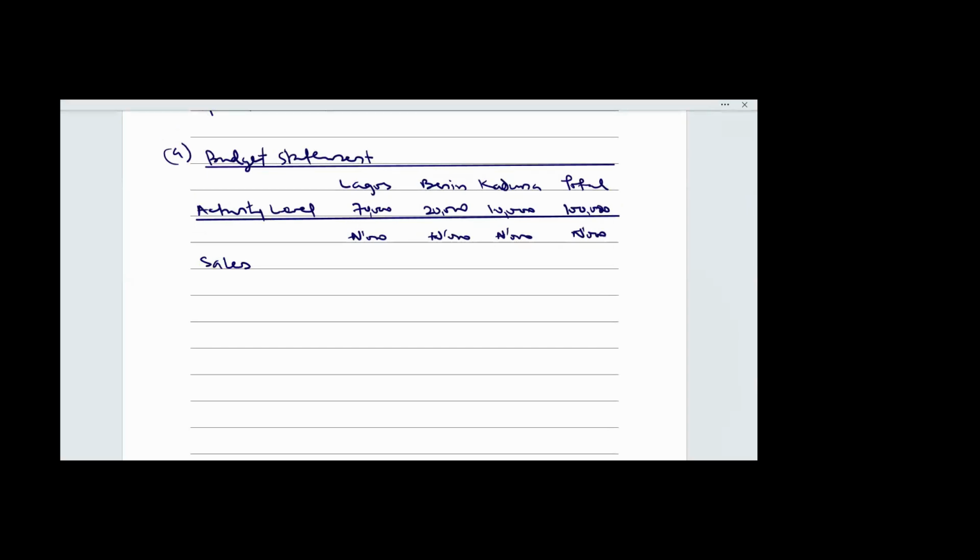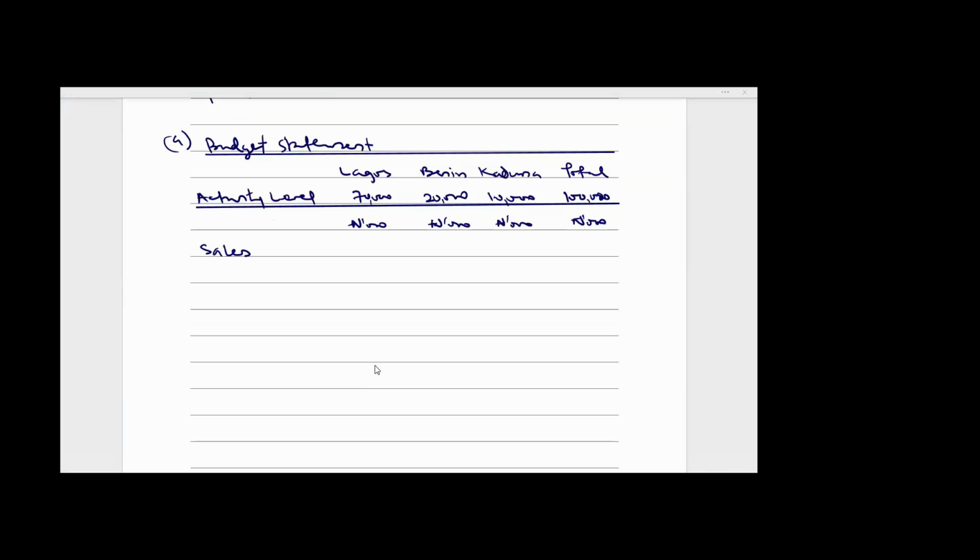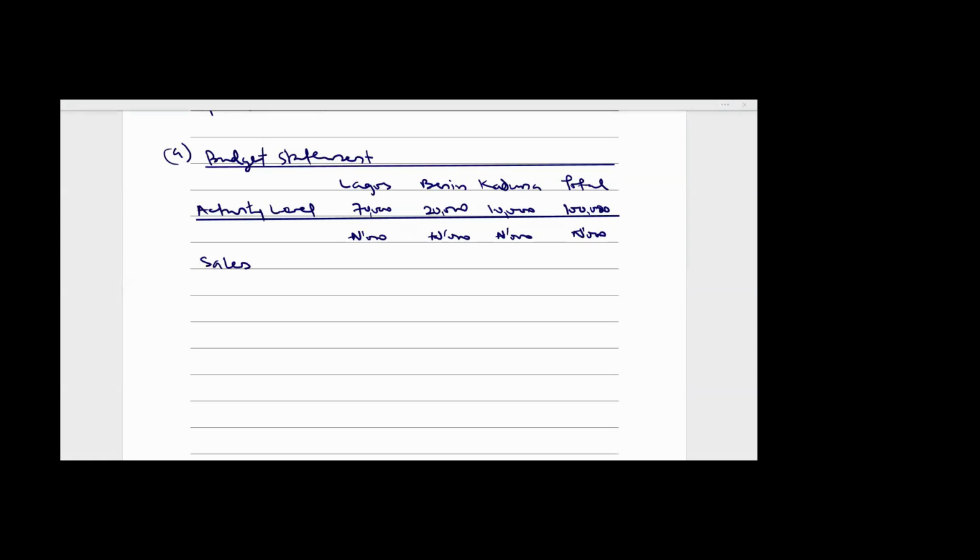The first item will be my sales value. I will then go to the question: what is the selling price? According to the question, the selling price given to us is 20 naira per unit. So the company sold 70,000 for Lagos. 70 multiplied by 20 will give us 1,400. 20,000 units is sold in Benin. 20 multiplied by 20 naira will give us 400,000 naira.